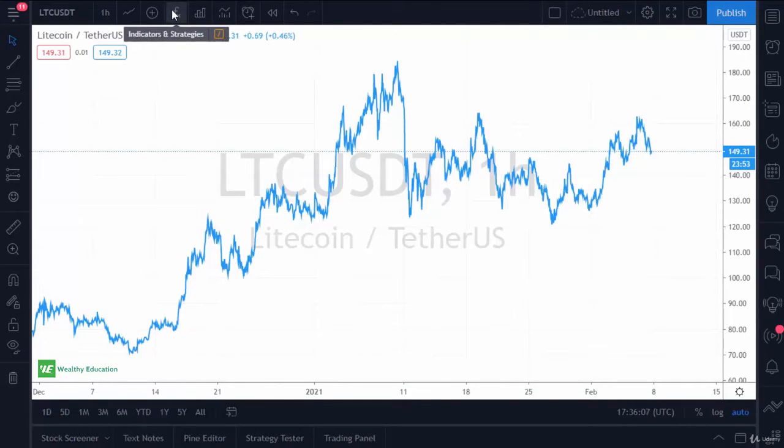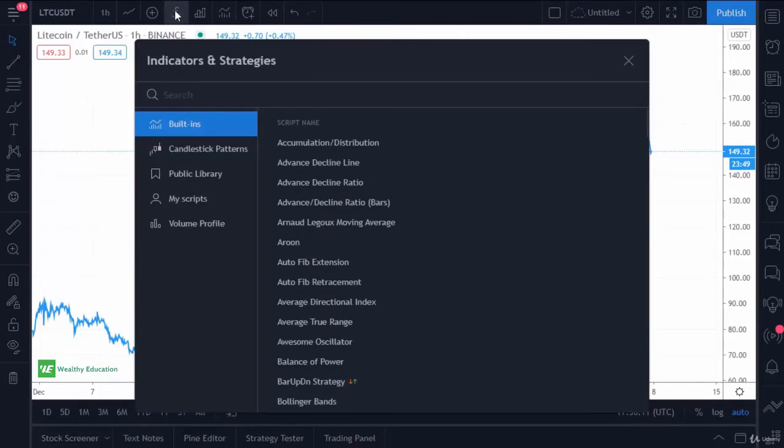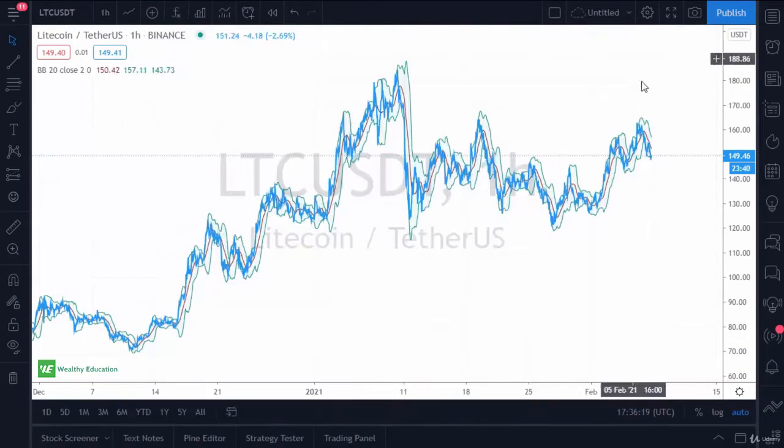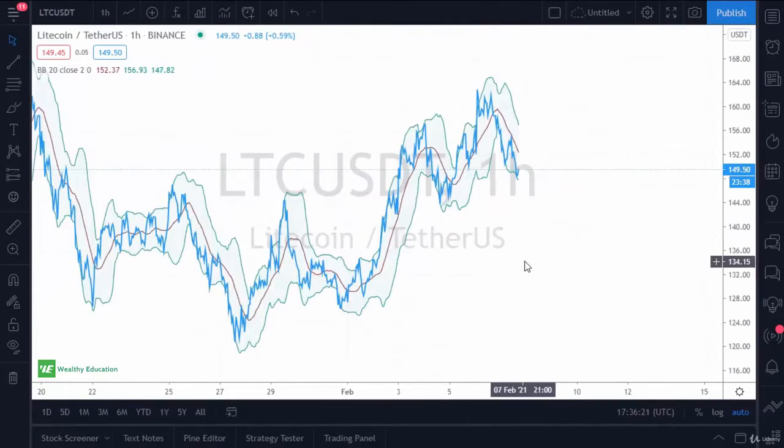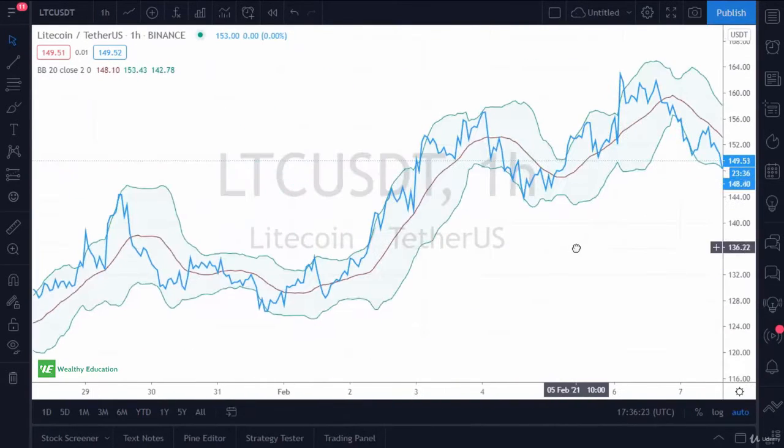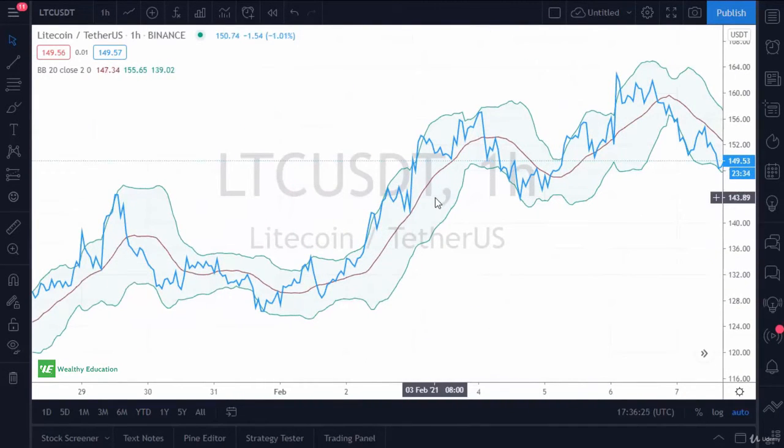There are multiple different strategies, though. So come up here to the Indicators and Strategies button, and you can see on the built-ins, right away, you can see Bollinger Bands. You click on that, and you'll notice, let me go ahead and zoom in a little bit, that at least on TradingView, it is filled in. Sometimes it'll just be 3 lines, and you can change it to that if you would like. That's fine.